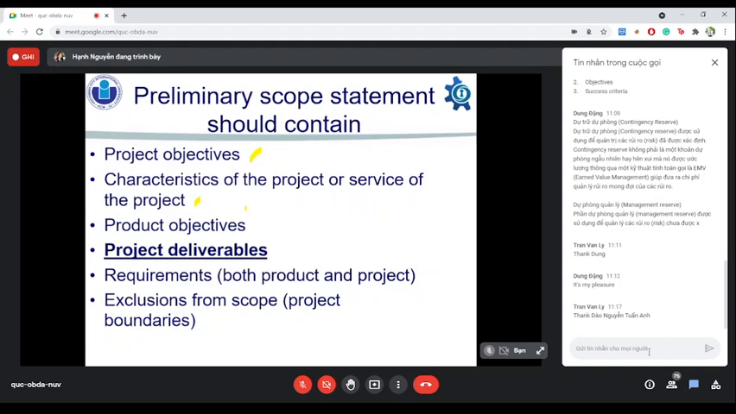And the fourth point is a very, very important point that you need to take note of. The project deliverables. A project deliverable is any unique and verifiable product, result, or capability to perform a service that is required to complete your project. So what needs to be delivered in detail. And also, in the project scope statement, you should include the customer requirements for both the products and the project.